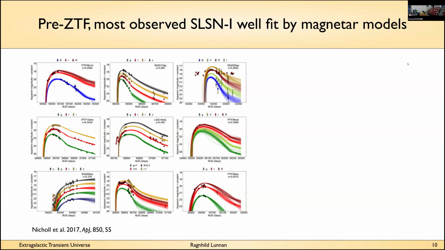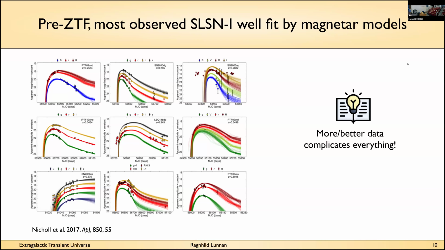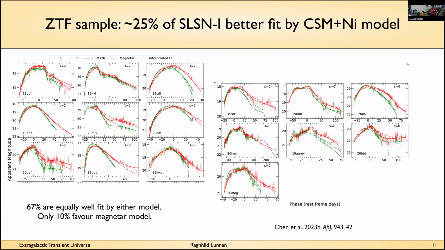The cadence might be spotty, etc. And so actually, sadly, the lesson here is that more data is a blessing and a curse. Sometimes it just ruins everything. Because if you look at the ZTF sample of type 1 superluminous supernovae, there's a significant fraction that just completely failed to be fit by a magnetar model.